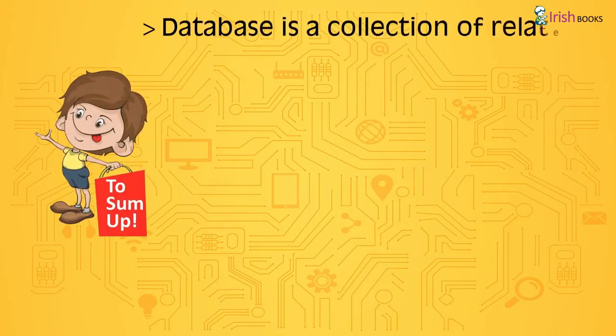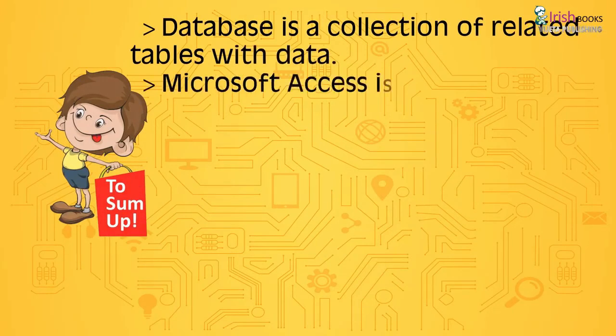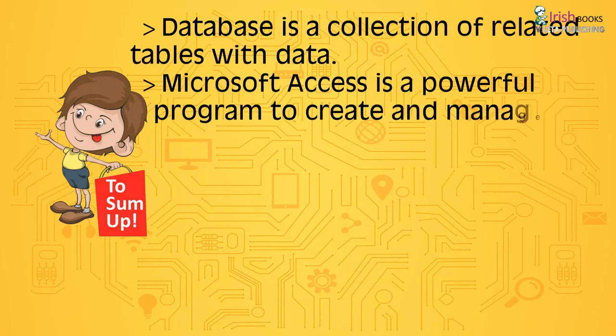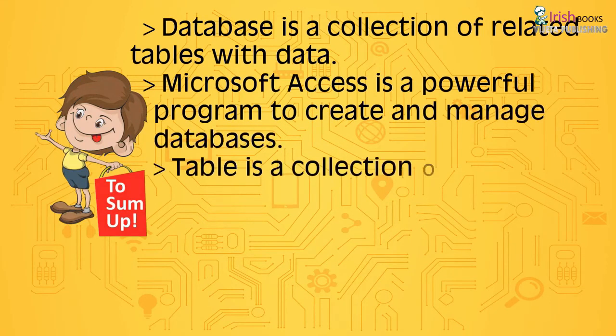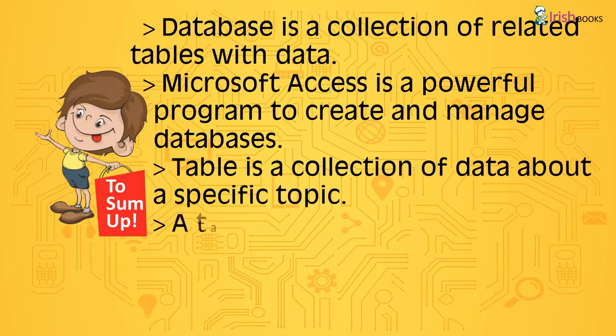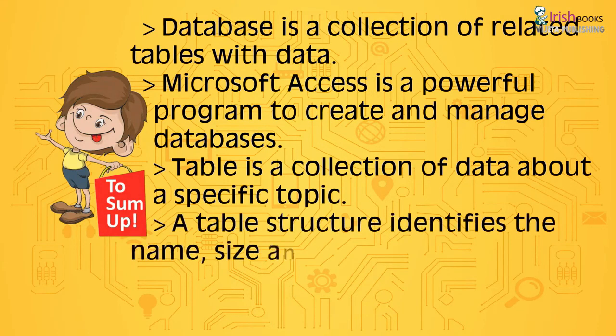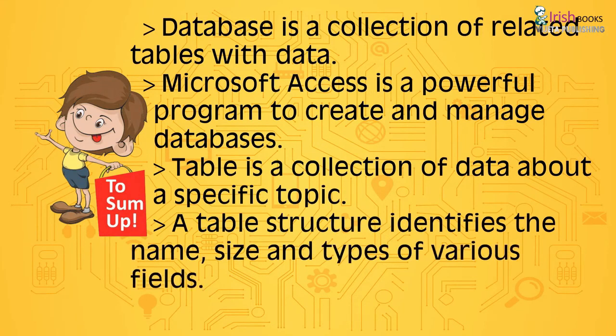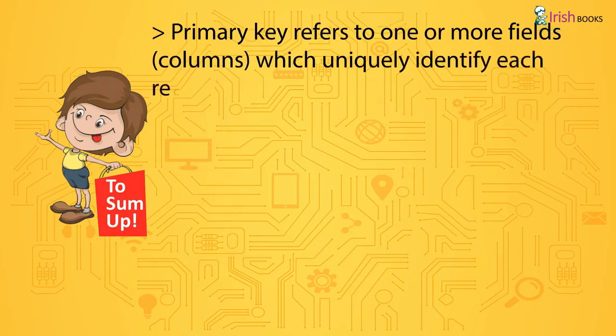To sum up, a database is a collection of related tables with data. Microsoft Access is a powerful program to create and manage a database. A table is a collection of data about a specific topic. A table structure identifies the name, size, and types of various fields. Primary key refers to one or more fields, columns, which uniquely identify each record in a table.